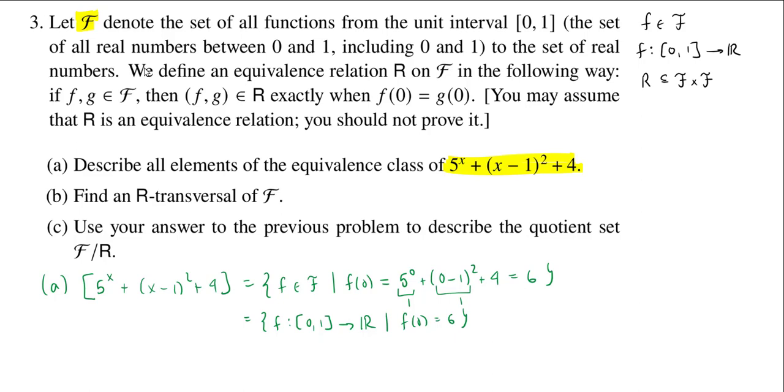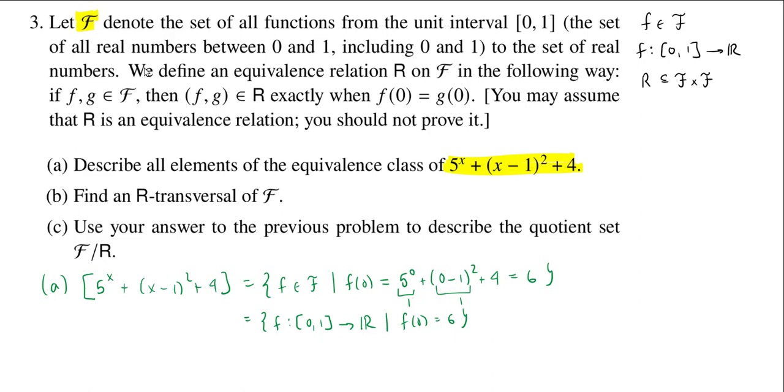One thing a lot of people will do is evaluate this at 0 and get 6, and say, okay, so 6 is the equivalence class. There's a lot of mistakes you can make here. All of those mistakes go away, though, if you just go to the definition of equivalence class. All right, let's go to B.